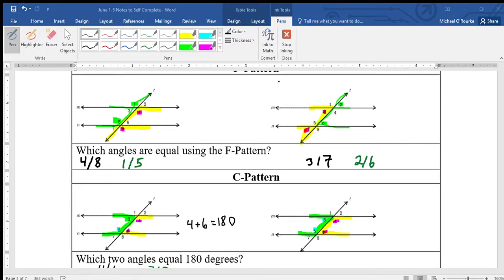Now, take a look at this one. Try to figure it out. Hopefully, not by the process of elimination, however you want to say. How come I can't remember what that is? F pattern. So we know in the F pattern that this one equals this one. So X is 120 degrees because of the F pattern.